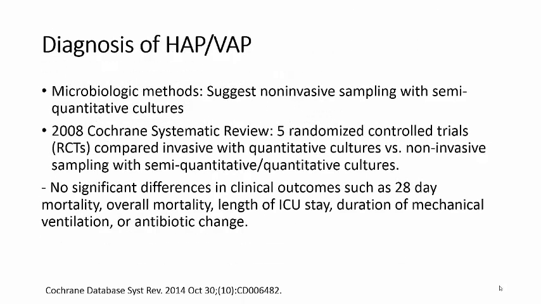So now, moving on to the crux of the guidelines. How do you diagnose HCAP and VAP? Traditionally, we said we need to get the specimen from the lung and not from the upper airways and stuff like that. But the microbiologic methods suggest non-invasive sampling with semi-quantitative cultures seems to do pretty good. Which means if it's a VAP, just a simple endotracheal aspiration seemed to do very well in multiple studies. So you do not need a full-blown BAL, is the message.